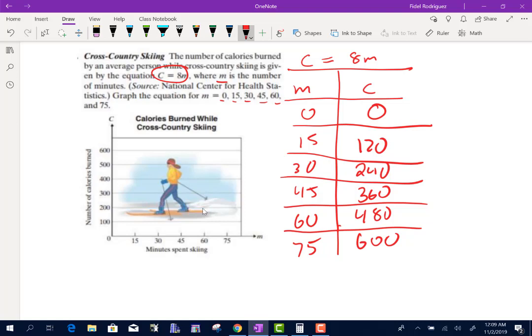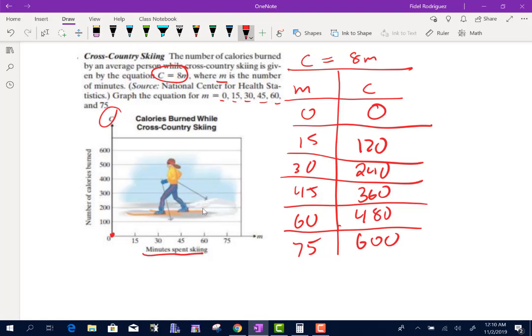Okay, so guys, all I'm going to do, I'm going to start plotting my points. Look, here's my M's, right? And here's my C's, okay? So the first one is 0, 0. Wouldn't we just stay right there? Like if we don't cross-country ski at all, if we do it for 0 minutes, we're going to burn 0 calories, okay? The next one is at 15, 120.